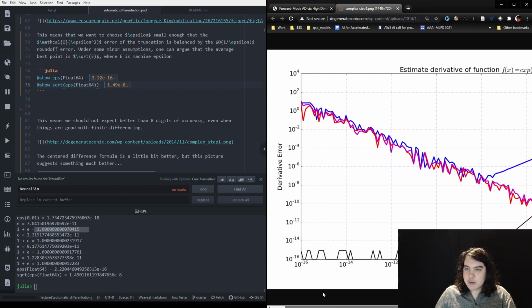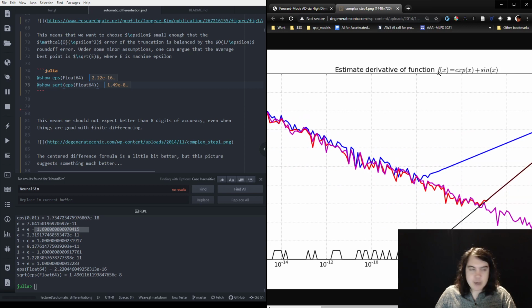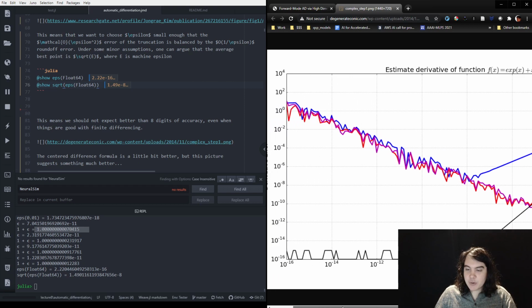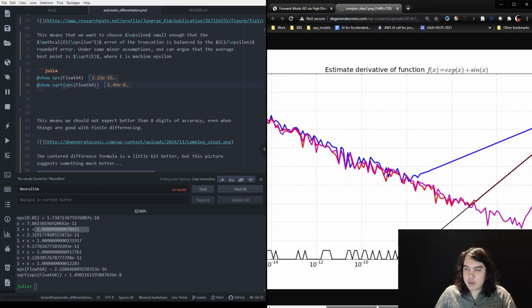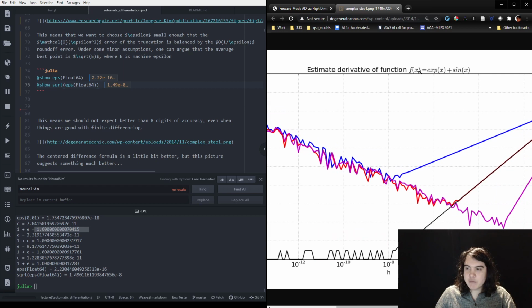So that's the amount of error you should expect when doing finite differencing on f of x equals x plus sine of x, right? So you're differentiating this number. Which value of epsilon should you choose, right? So this is f of x plus h minus f of x divided by h. They're using h instead of epsilon.